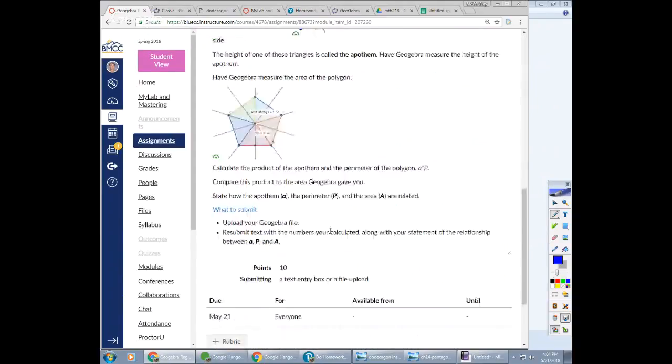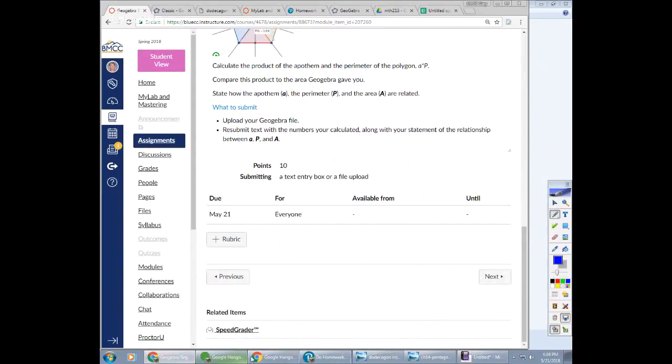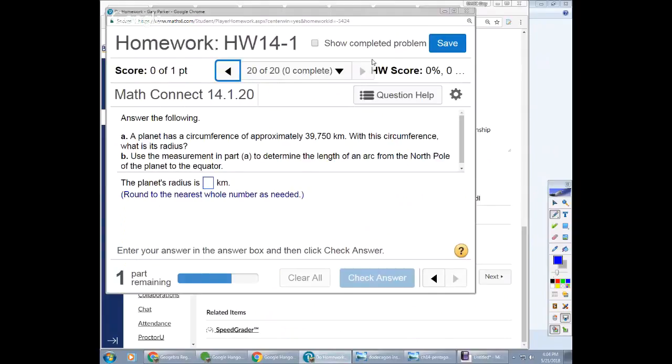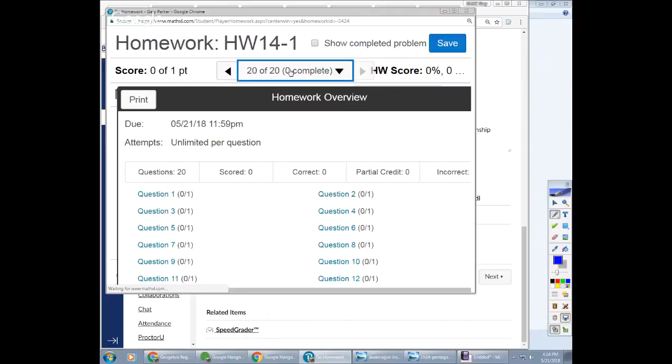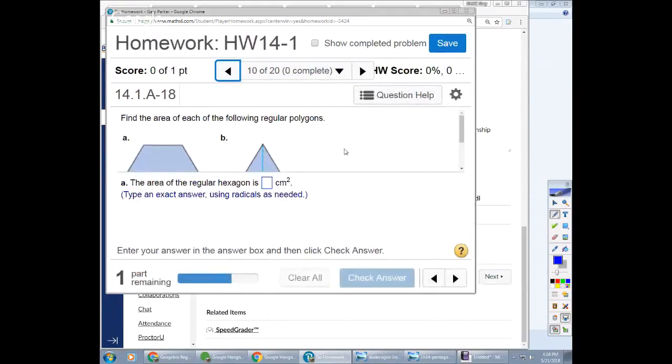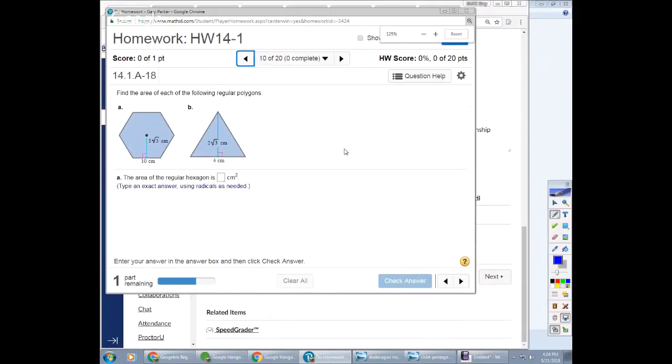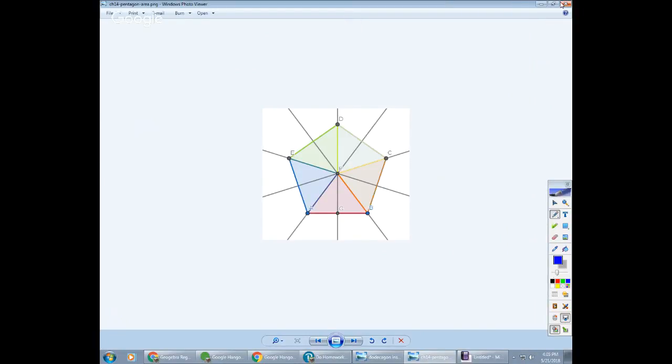Yeah. All right. So let's see. There was one more homework question to look at. Number 10, I believe. I'll have to zoom out to see this one. All right, so this one says, find the area of each of the following regular polygons. Type exact answers. So this is related to that whole apothem problem.